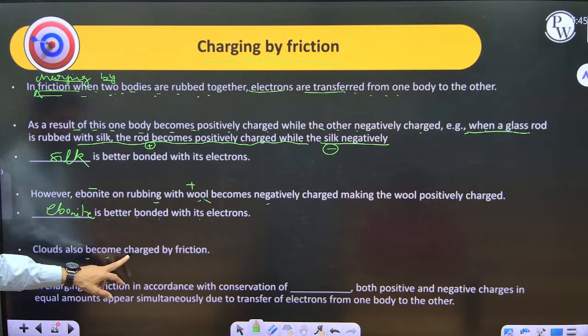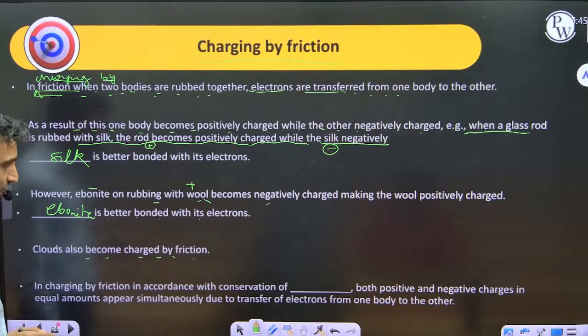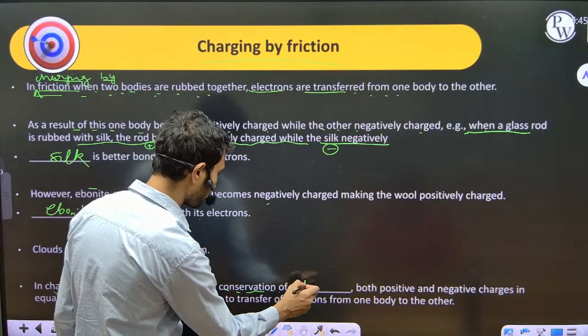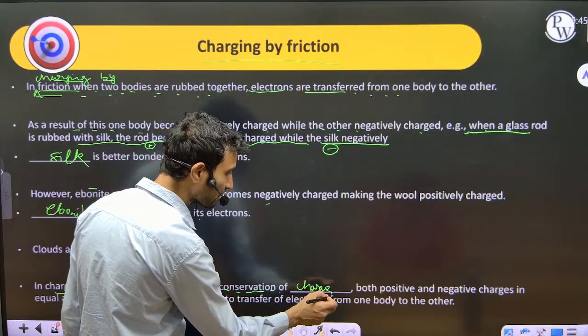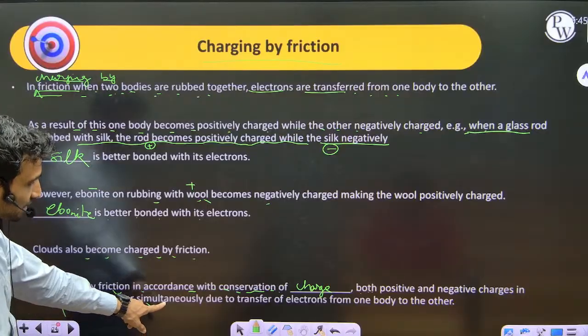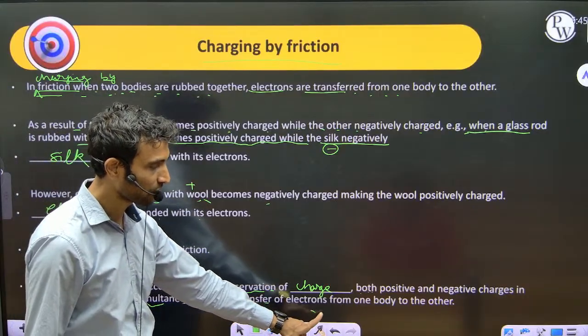Clouds also become charged by friction, right? Friction is the reason by which they get charged. In charging by friction, in accordance with conservation of charge, charge gets conserved. Both positive and negative charges are in equal amounts and appear simultaneously due to transfer of electrons from one body to another body.